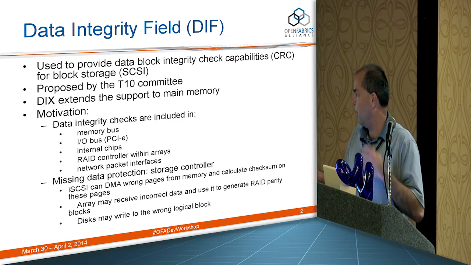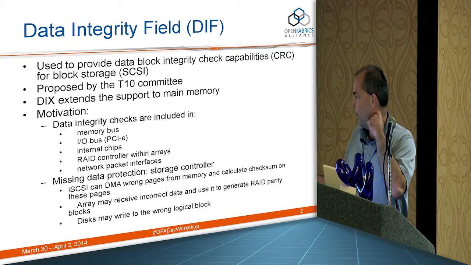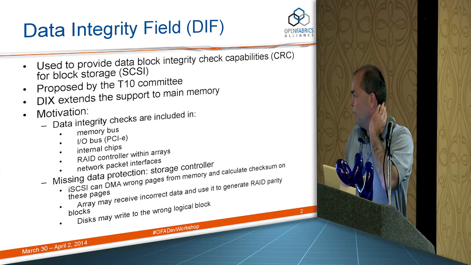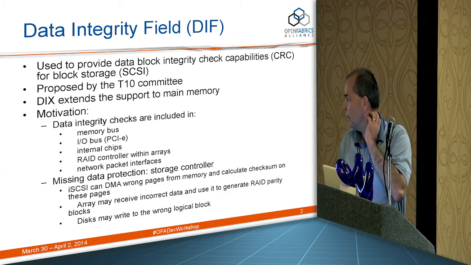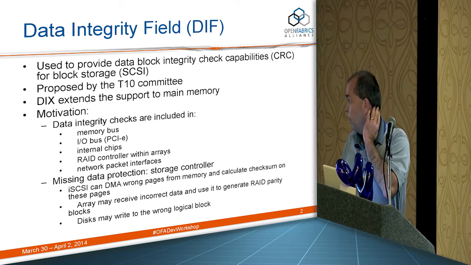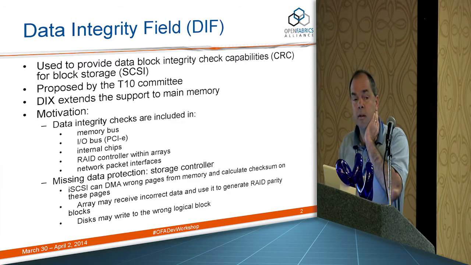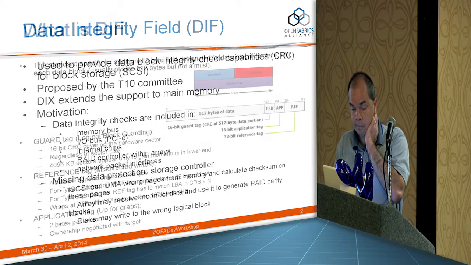You can read the list of some of the data protections there. But what was really missing is support for protecting against delivering the wrong data to the wrong location, doing RAID checks on the wrong data, or simply trying to write along the wrong data.